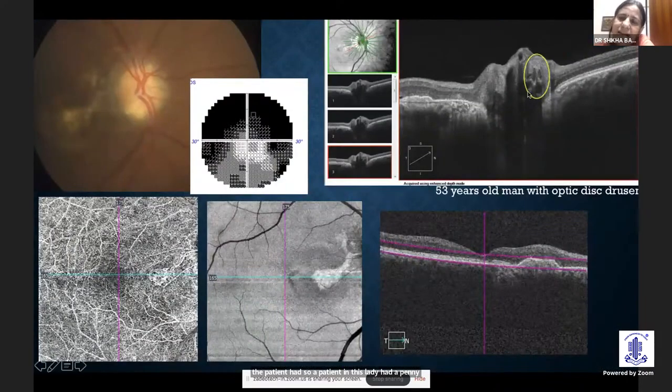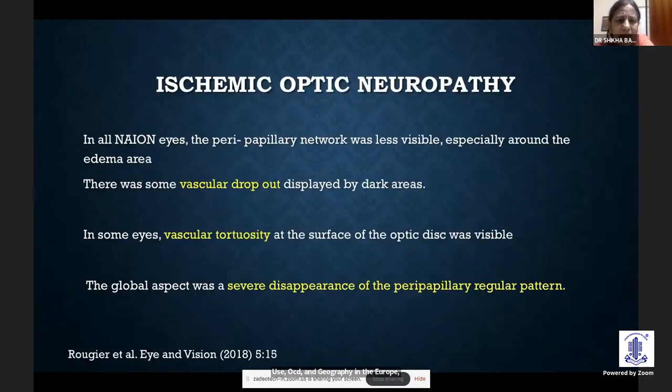Similarly, this gentleman presented to us with optic disc drusen, which could be seen, but there was again this macular scarring. Then the visual field is poor because of the optic disc drusen associated RNFL thinning. But again, OCT angiography could pick up the peripapillary CNVM. So this is how I use OCT angiography in the neuro-ophthalmology practice.